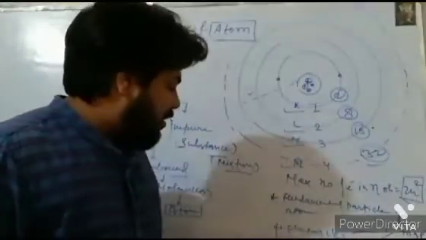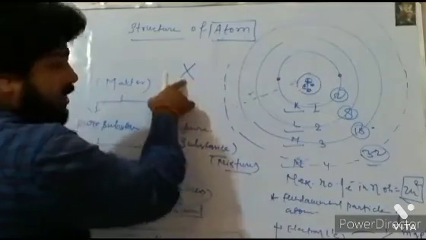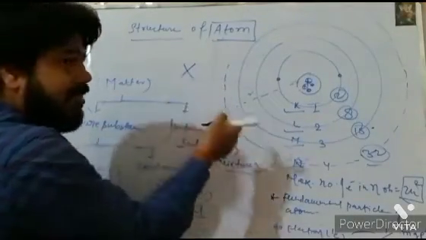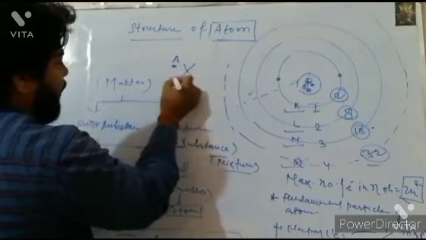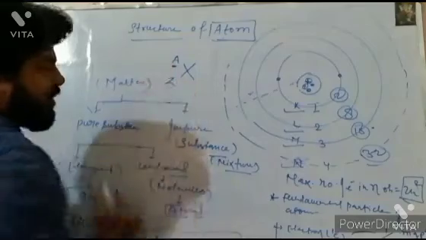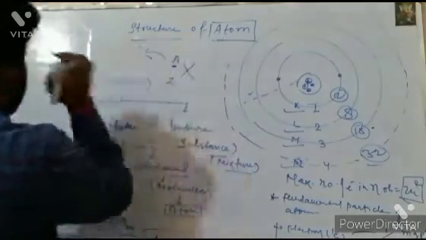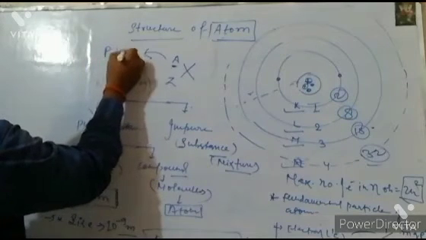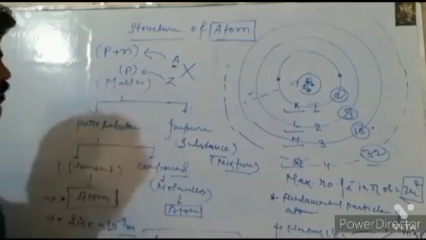What is actually the mass number? Here we can see an element, whose atom has mass number given by A and atomic number given by Z. The mass number consists of the number of protons plus the number of neutrons, and the atomic number is the number of protons.